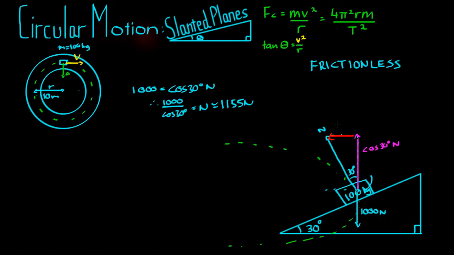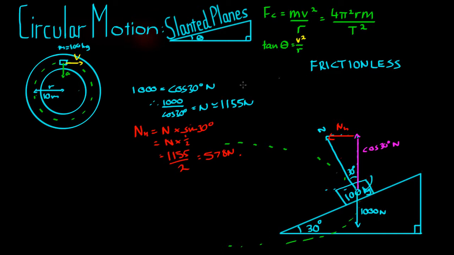This force here, we'll call it normal horizontal. The normal horizontal force is equal to normal times sine 30 degrees, since it's opposite this angle and the normal is the hypotenuse. And that equals normal times a half. And we know the normal is 1,155, so it's 1155 over 2, which comes to 578 newtons. And that is the net centripetal force acting on this rider.